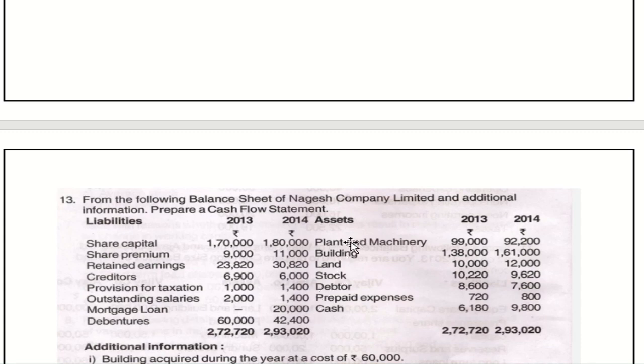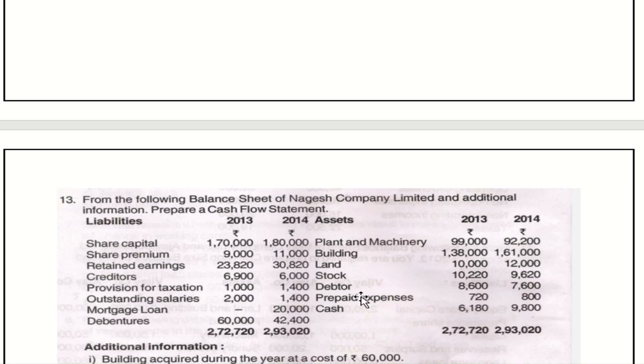Next, in case of assets, plant and machinery, building, land, these three assets will be fixed assets, and these three assets will come under investing activities. And stock, debtors, prepaid expenses, these three current assets will come under working capital changes while preparing operating activities. And cash will be the cash and cash equivalents. So you have to add this opening balance of cash to the net increase in the activity, and you will get the closing balance of this. This will be your answer.